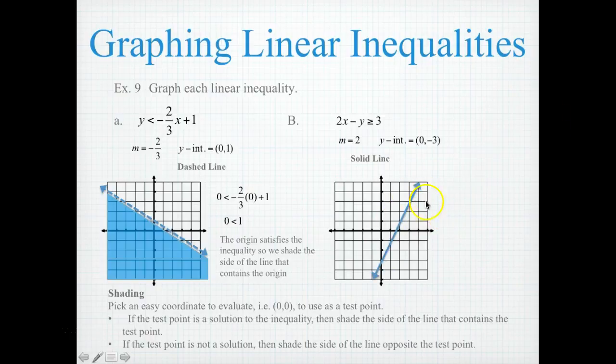Now I take the origin as my test point, and I'm going to determine if the origin is a part of my solution set or not. So I plug in 0 for x and 0 for y, which is going to give me 0 is greater than or equal to 3. Now that is a false statement. So since the origin does not satisfy the inequality, we shade the side opposite of the origin.